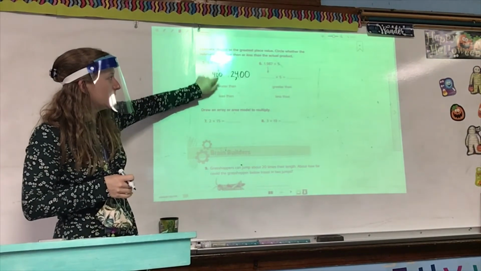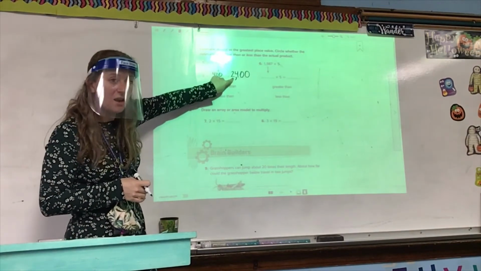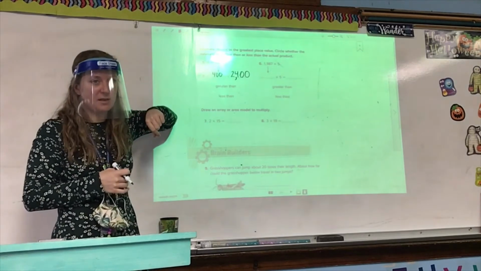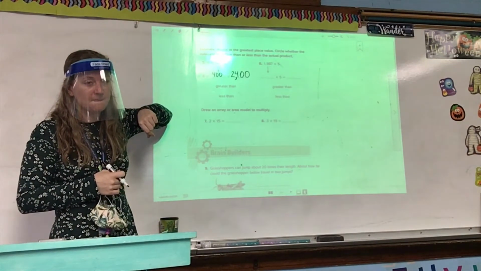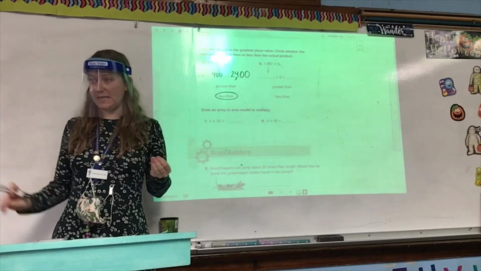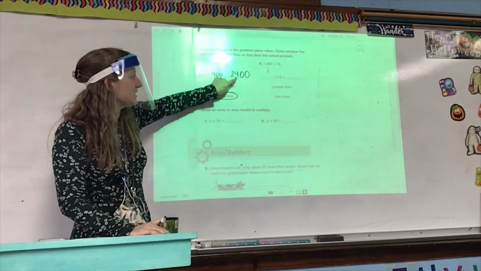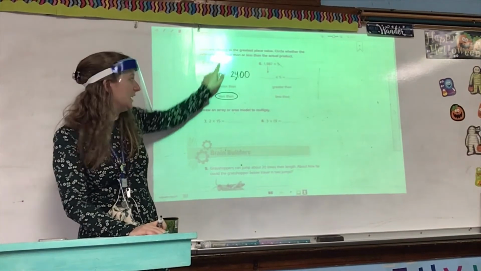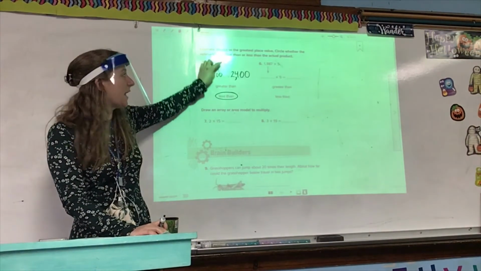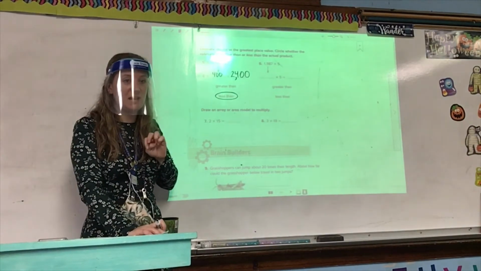So, Colin, is our estimated factor greater than or less than our actual factor? Less. So that means our estimated product, 2,400, is it greater than or less than our actual product? Less. Because, remember, guys, you should have looked back at this so that you knew how to explain it. If the estimated factor is less than the actual factor, then our estimated answer is less than the actual product. If the estimated factor is greater than our actual factor, then that means no matter what, our estimated answer will be greater than the actual answer.